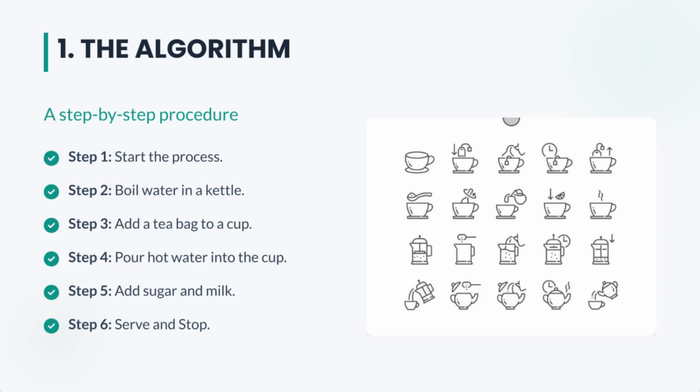Step 1. Start the process. Step 2. Boil water in a kettle. Step 3. Add a tea bag to a cup. Step 4. Pour the hot water into the cup. Step 5. Add your sugar and milk. And Step 6. Serve the tea and stop. It is direct, logical, and written in plain English that anyone can follow.